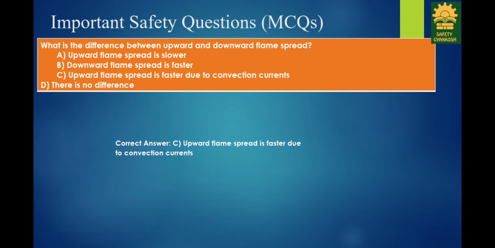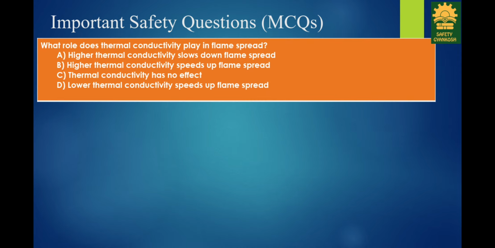See, the correct answer is C. Upward flame spread is faster due to convection currents. Once a material starts burning, the convection currents start flowing, and then definitely upward flame spread will be faster. So let's move on to the next question.